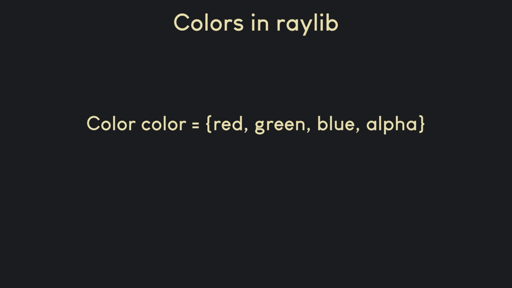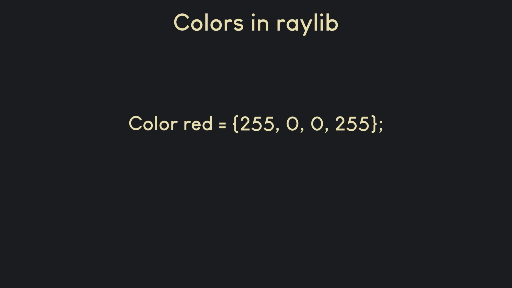Red, green, blue, and alpha. The values for each component range from 0 to 255, where 0 represents the absence of the color and 255 represents the full intensity of the color. For example, to create a red color, we will create a color struct with the following values. Color red is equal to curly brackets 255, 0, 0, 255.